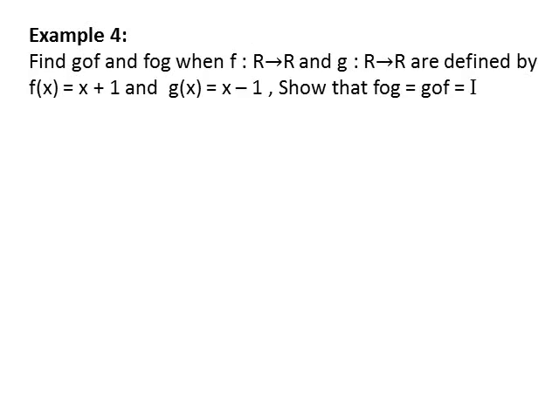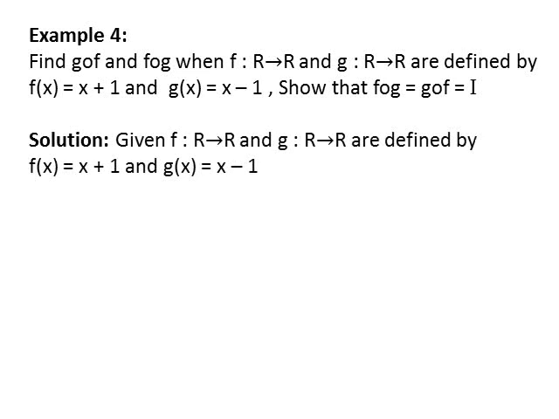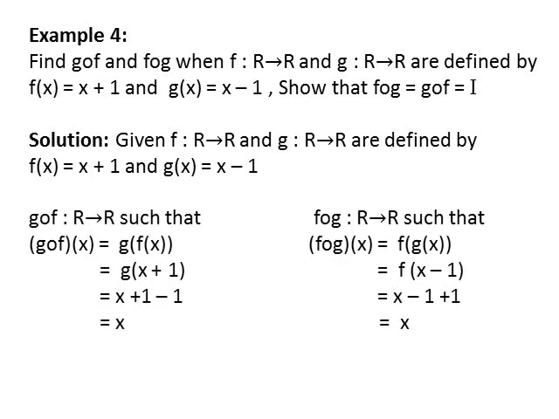Moving to the next example, find g∘f and f∘g when f and g are defined from R to R and f(x) is equal to x + 1, g(x) is equal to x − 1. Show that f∘g is equal to g∘f is equal to I, the identity function. As f and g both are defined from R to R, so g∘f and f∘g both are defined here from R to R.